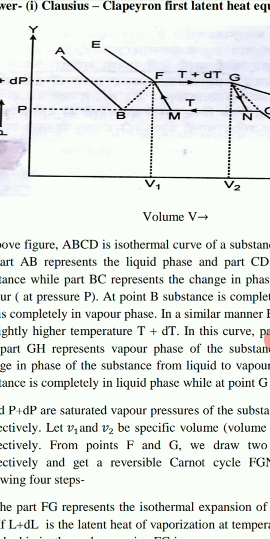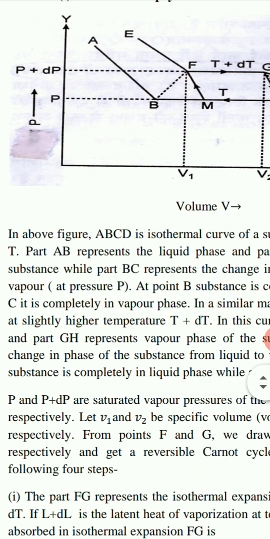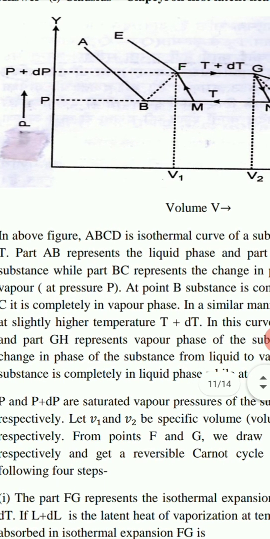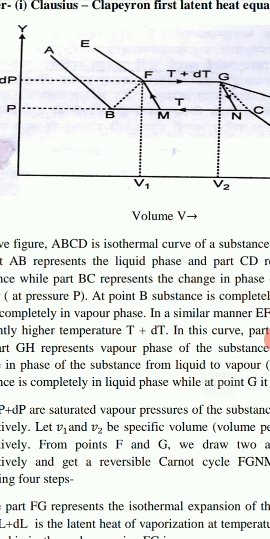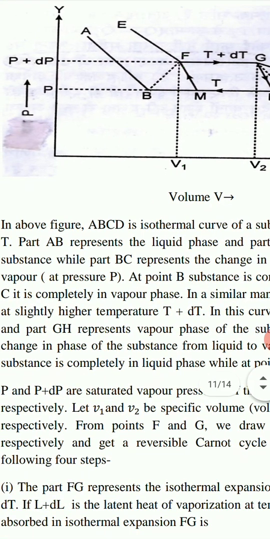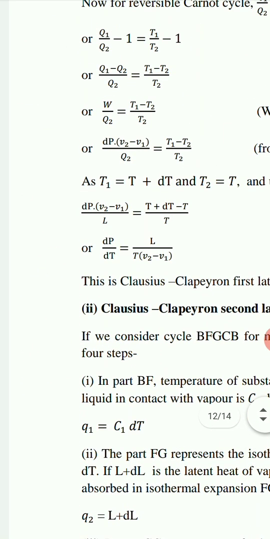If we assume this curve approximately as a rectangle, then the area of this rectangle will be length into breadth, and its length is Fg. Fg length is equal to V2 minus V1, and its breadth will be dP, because at point F pressure is P plus dP, and at point M pressure is P, and this difference in pressure is dP, which is the width of this rectangle. So the area of this Carnot cycle will be dP into V2 minus V1, and this is equal to the work done in the complete cycle.